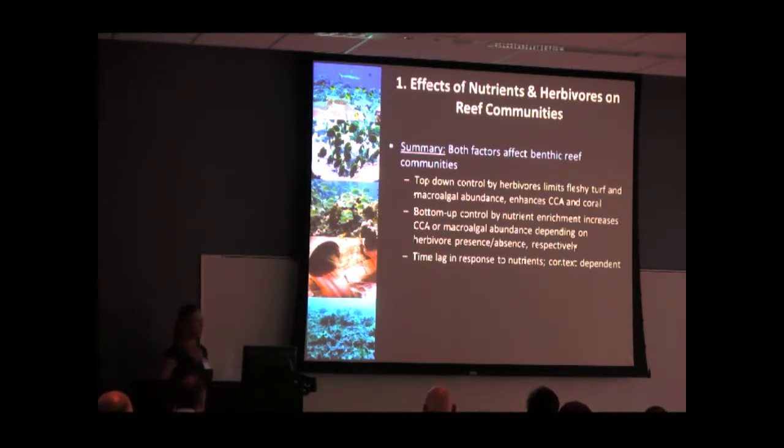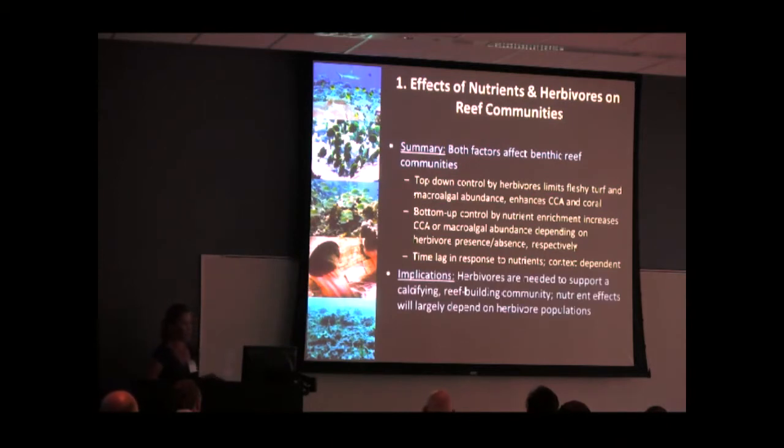We see this timeline in response to nutrients, and ultimately the results of any of these experiments are really going to be context dependent. It depends on the type of community that you're conducting these experiments in. If you're working on a macroalgal dominated reef, you wouldn't expect your control treatments ever to be dominated by coral. If you're working in a coral-dominated reef, perhaps you have different expectations. So the results suggest that herbivores are needed to support a calcifying reef-building community, and that nutrient effects will largely depend on the herbivore population.